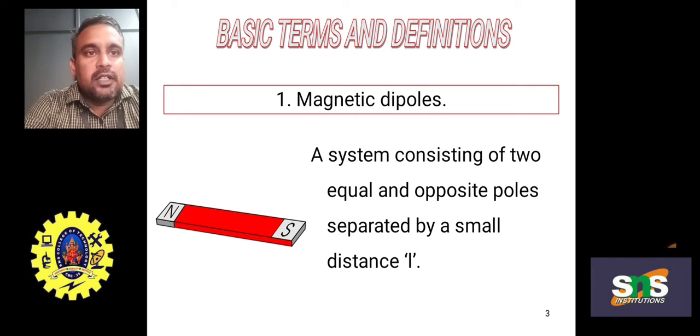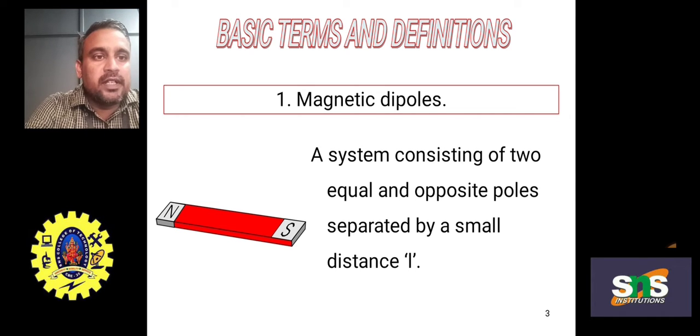Today we are going to study about magnetic materials. So, basic terms and definitions of magnetism. First, we are going to study about magnetic dipoles: a system consisting of two equal and opposite poles separated by a small distance, that is a magnetic dipole.